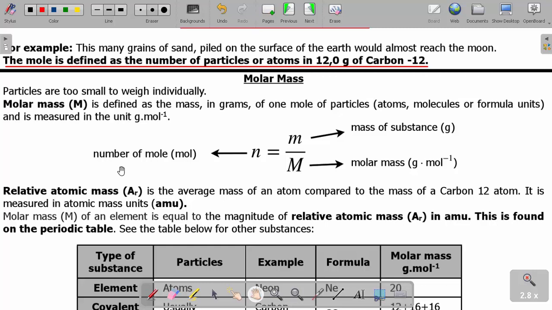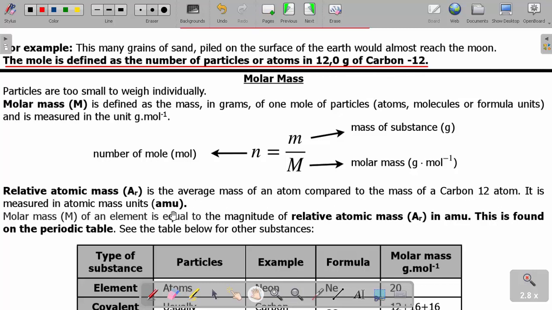Now the number of moles is given by the formula n equals m over M, whereby m is the mass of the substance in grams, and the capital M is molar mass in grams per mole. Then from molar mass, another term is called relative atomic mass. That's Ar, the average mass of an atom compared to the mass of a carbon-12 atom.